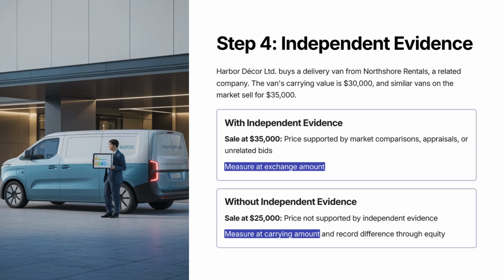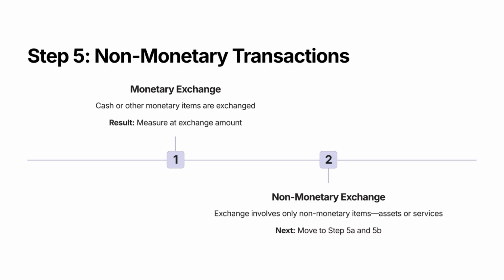If the sale happens at $35,000, the price is supported by independent evidence, so we measure at the exchange amount. But if the sale happens at $25,000, it's not supported, so we stick with carrying amount and record the difference through equity. Step 5, is it a non-monetary transaction?